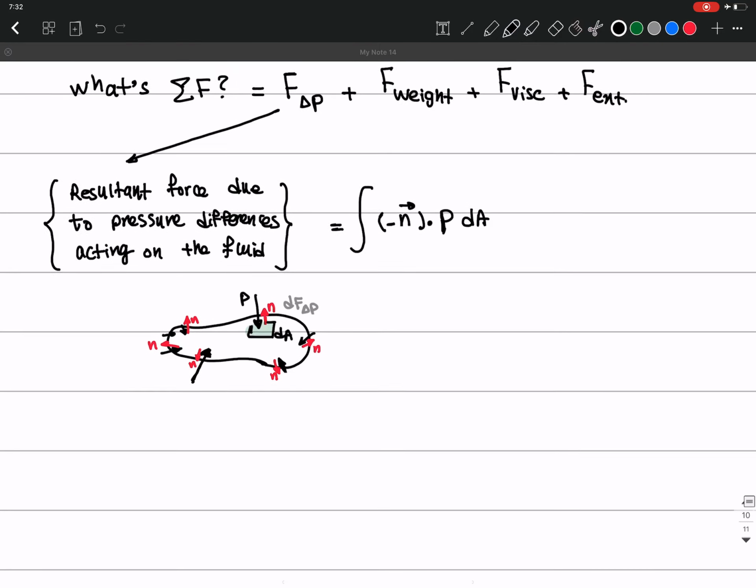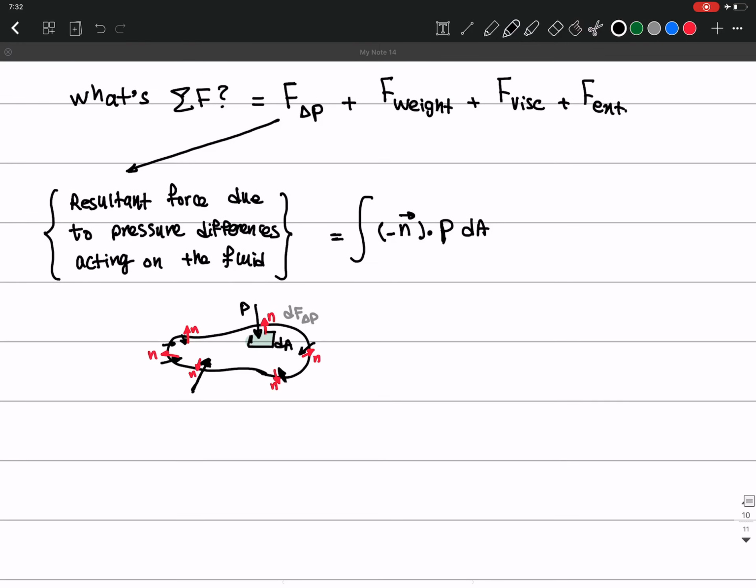Okay. The next force that I want to calculate is the resultant force due to gravity, which is the weight of the fluid, acting on the fluid.